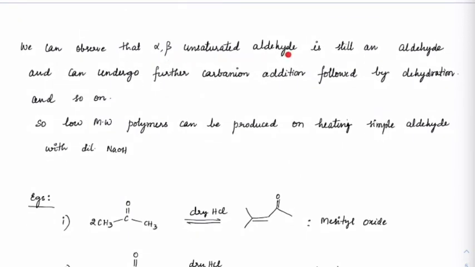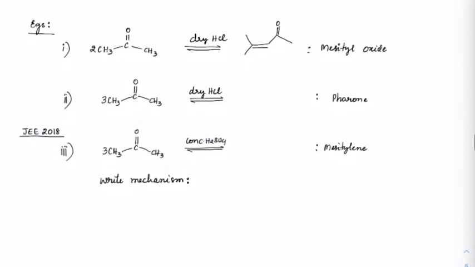So alpha beta unsaturated aldehydes still have an aldehyde form, which can further undergo that carbanion addition, which is nucleophilic addition, and that will keep on going till it becomes a polymer. So a low molecular weight polymer can be produced by heating these simple aldehydes with NaOH. That is what is observed. Let us see a few questions based on this.